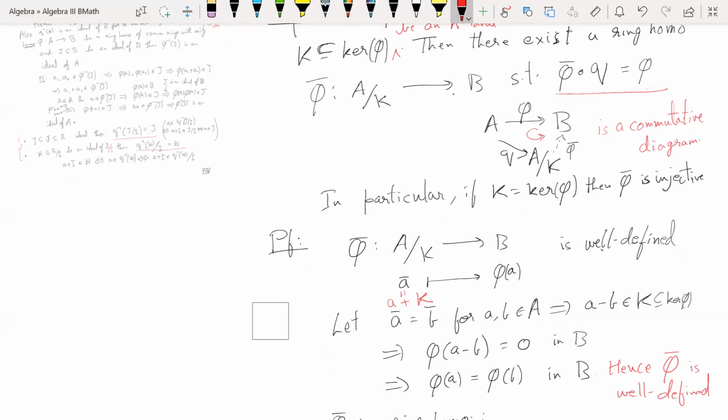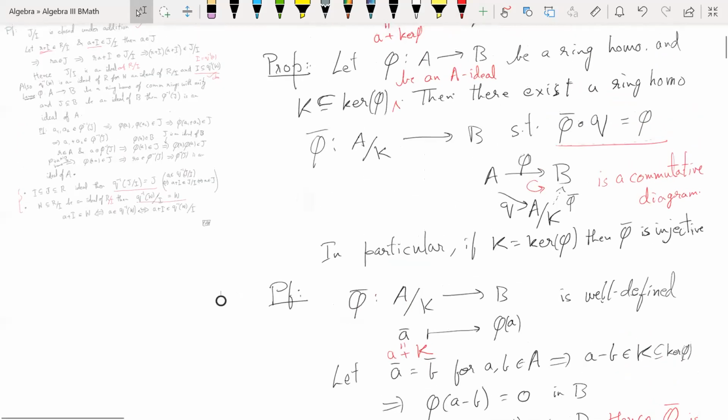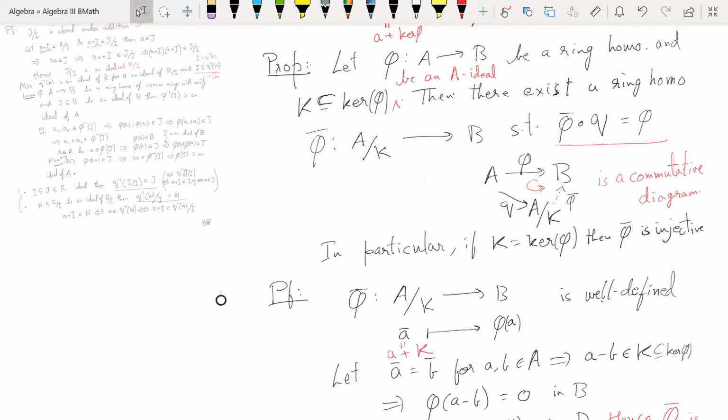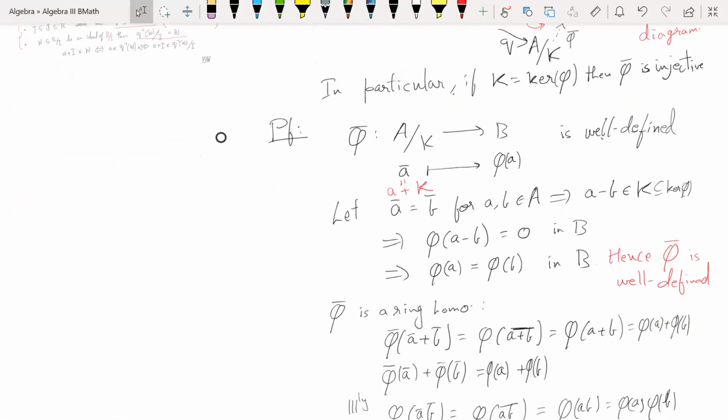Okay. So once you have that phi bar is well defined, this is the only check one has to do, and then the rest sort of follows. Yeah. So now phi bar. We still have to check that phi bar is a ring homomorphism. Those things follow immediately from the fact that phi is a ring homomorphism, and the fact that this composition holds is sort of by definition. Yeah. So phi bar is a ring homomorphism.